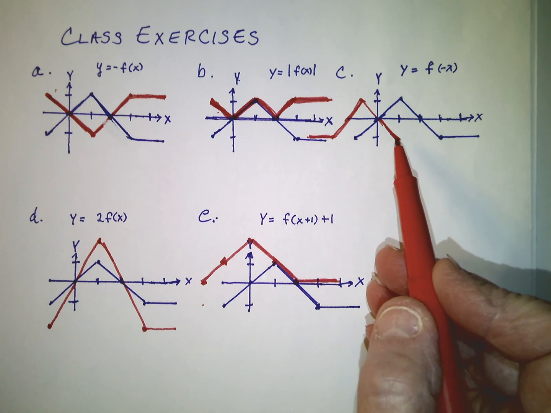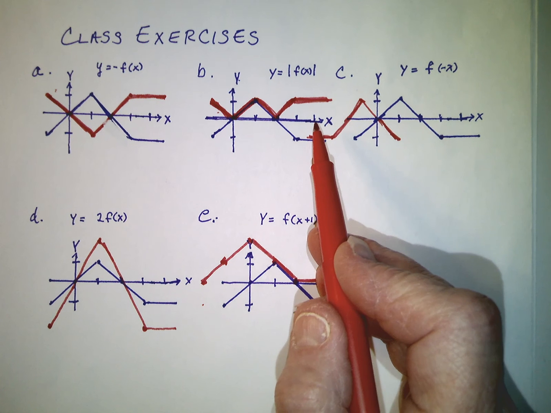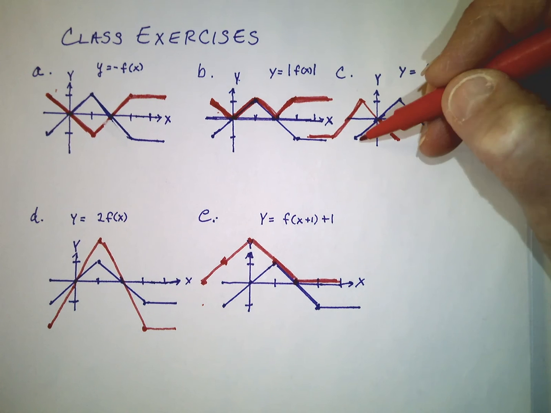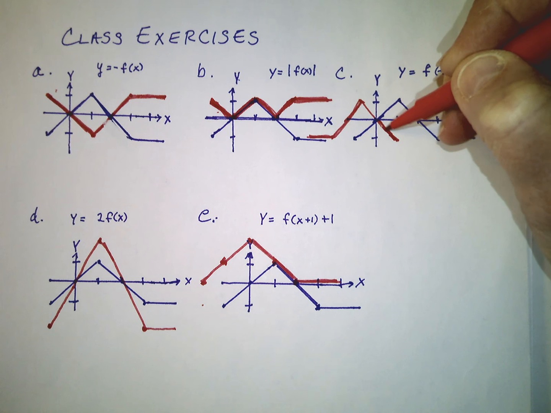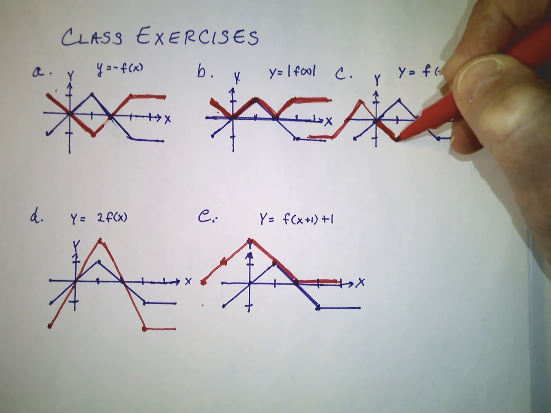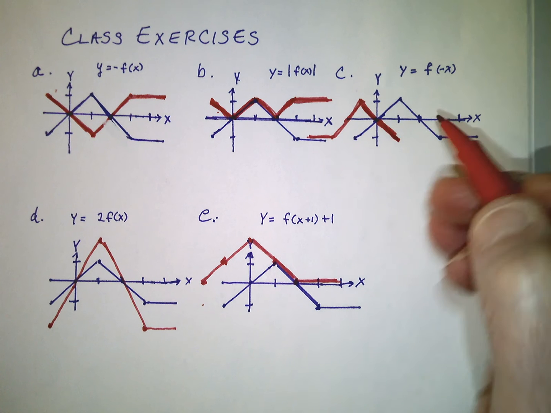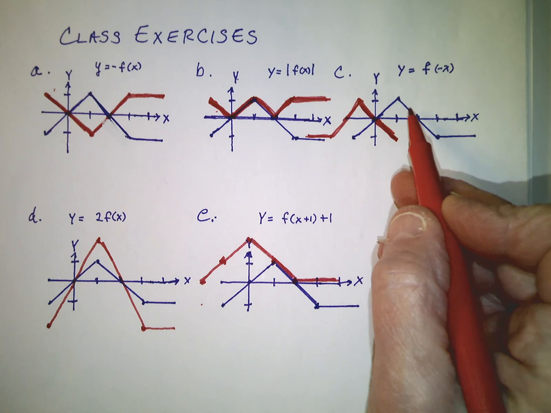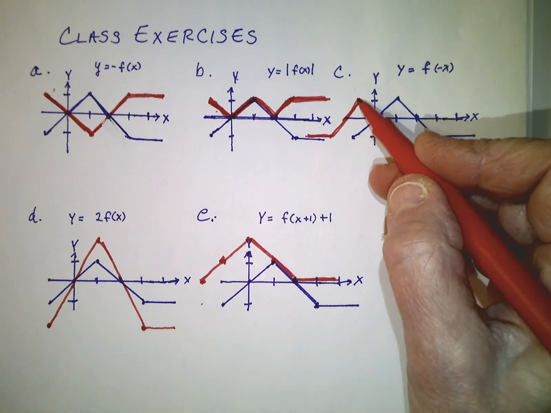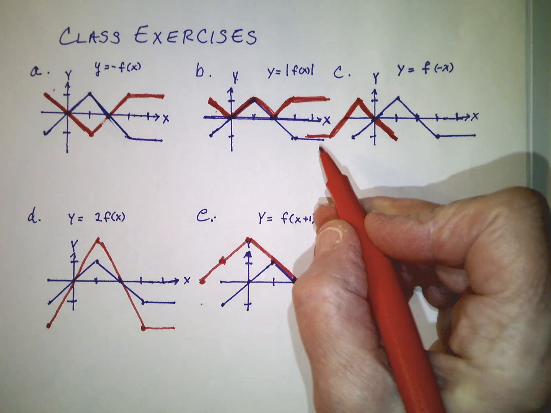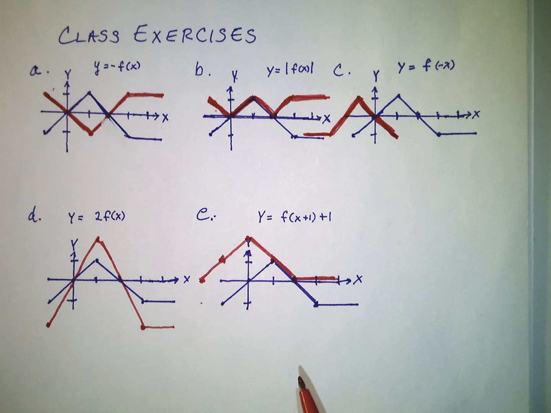Where the x's are negative, they become positive. Where the x's are positive, they all flip over to the negative side. So this part here flips across the y-axis, to here. And where the x's are positive, they all flip over to the left side. But the y values remain the same.